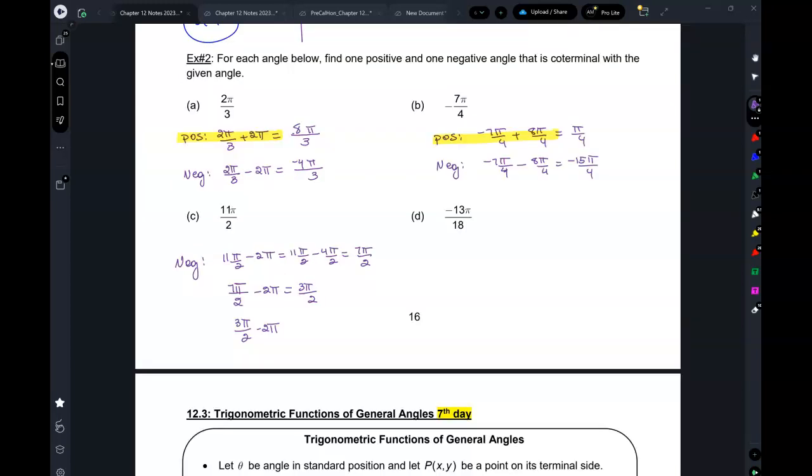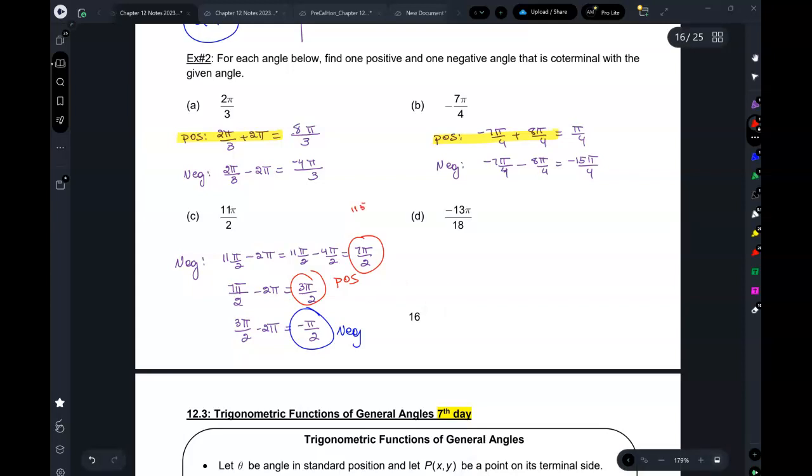Here we go. So for C, we subtract, we get a positive. We subtract again, we get a positive. So now I'm going to subtract again, and I'm going to get negative pi over 2. Now look, this is your negative one. This and this can be a positive one. But if initially you had done 11 pi over 2 plus 2 pi, and you got 15 pi over 2, that also works for your positive. There are an infinite number of answers for these, okay?